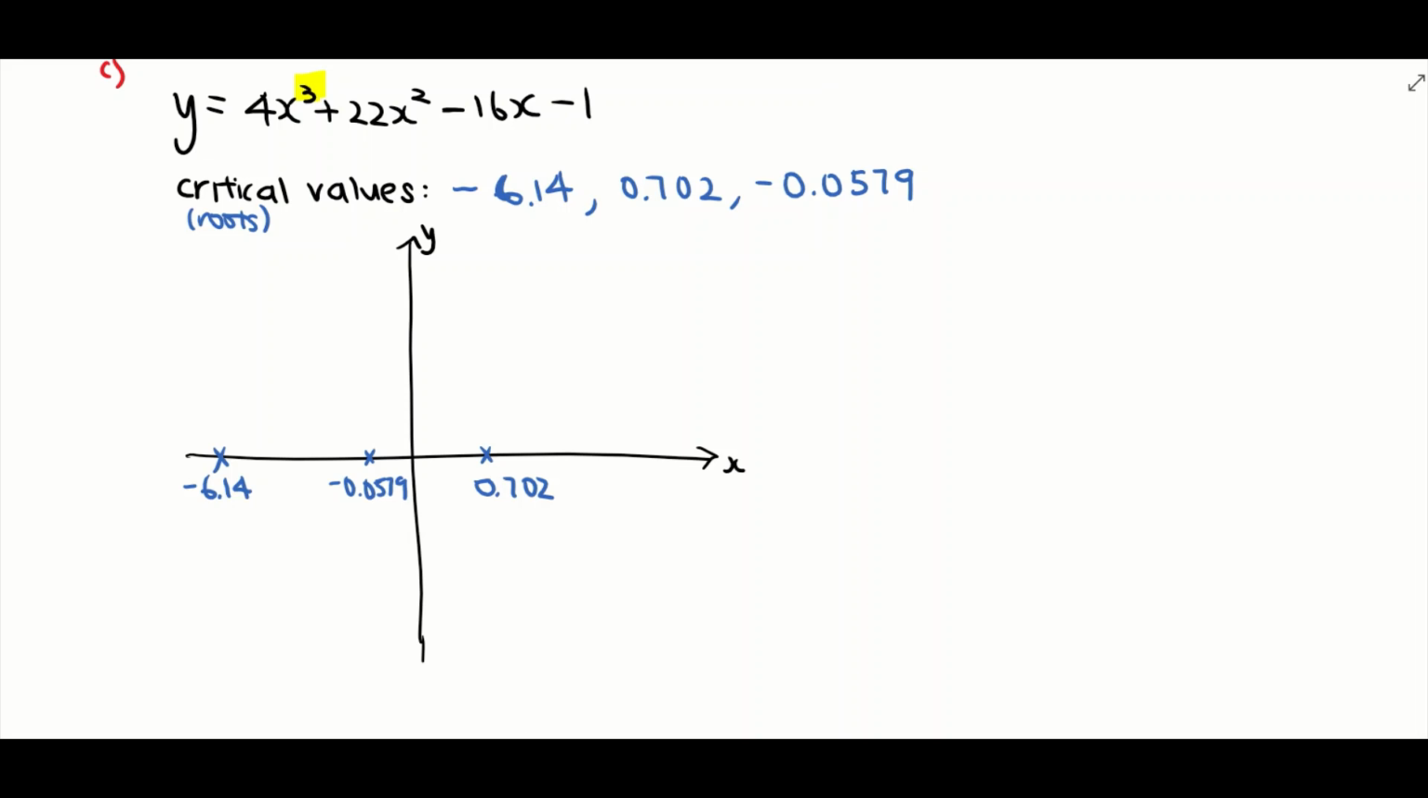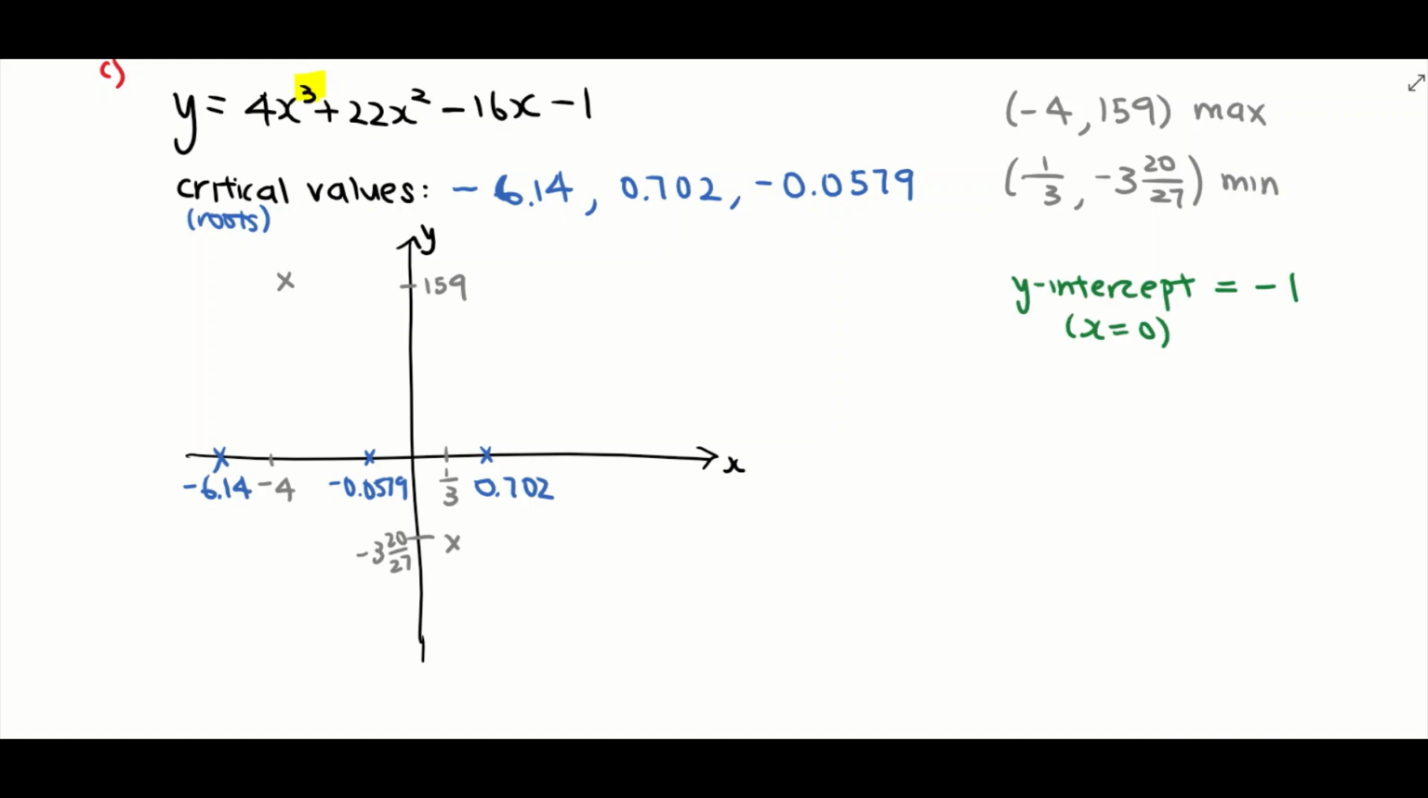What it means is that the curve will cut the x-axis at these 3 points. From part 2, where I found the minimum and maximum points, I will also write them in my sketch. Finally, let x be 0, my y will be -1. Hence, the y-intercept will be -1.